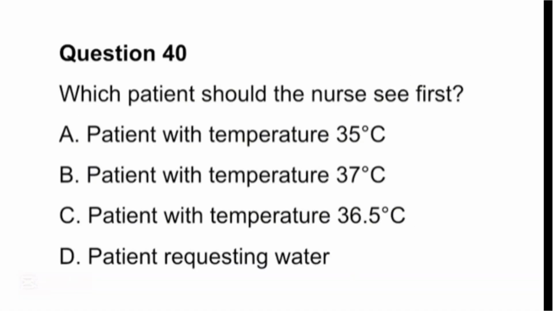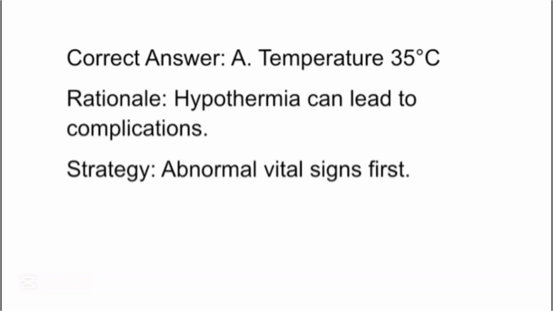Question 40. Which patient should the nurse see first? A. Patient with temperature 35 degrees Celsius. B. Patient with temperature 37 degrees Celsius. C. Patient with temperature 36.5 degrees Celsius. D. Patient requesting water. Correct answer: A. Temperature 35 degrees Celsius. Rationale: hypothermia can lead to complications. Strategy: abnormal vital signs first.